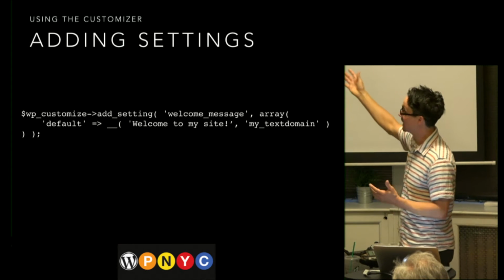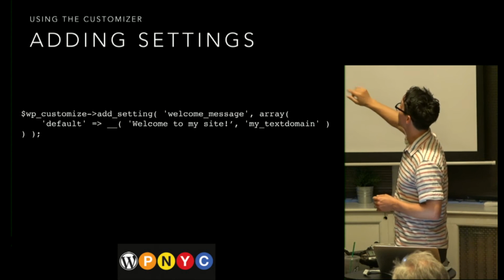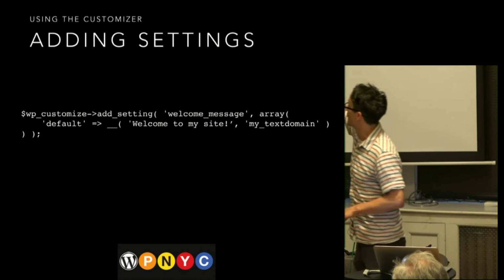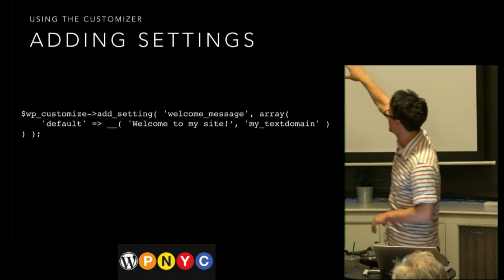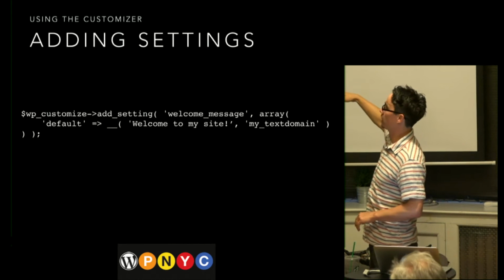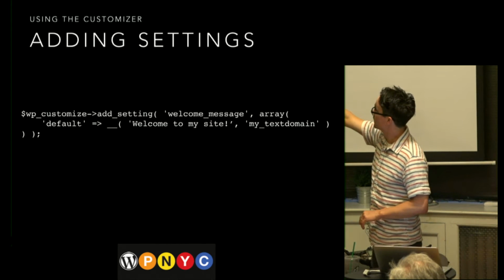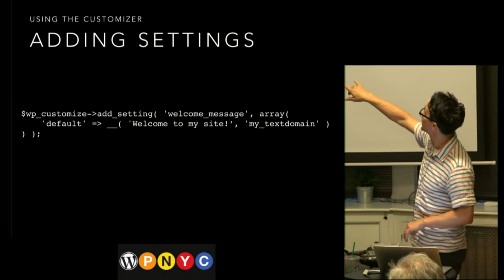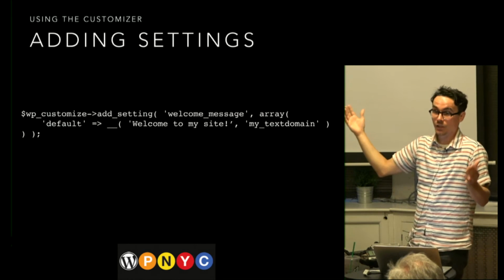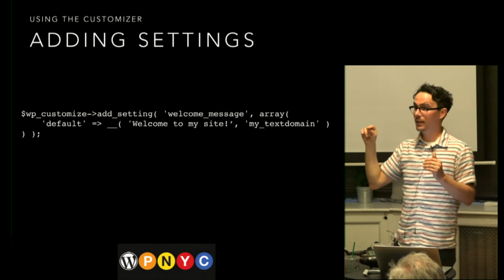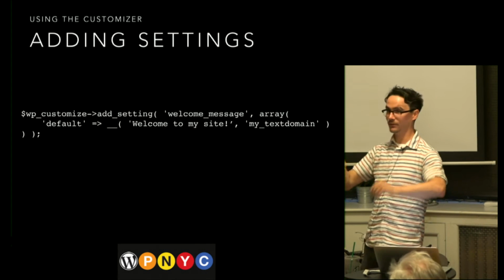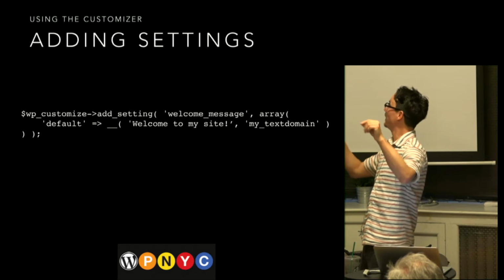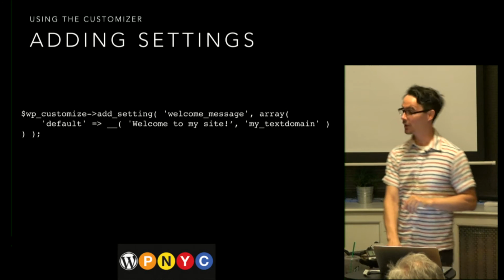But a setting is really simple. You essentially give it a unique ID up at the top, add setting, welcome message, and pass in an array of arguments. And the default parameter, or argument, is simply your default text that's going to show up in case the user has just visited the customizer for the first time. That's the text that's going to be saved in the text box, right?